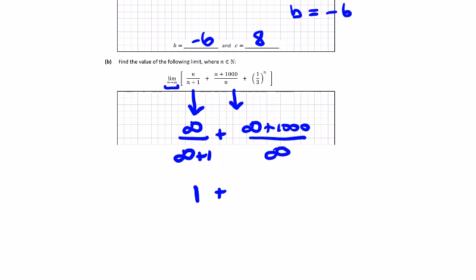So that's like a massive, massive number plus 1000 over the same massive, massive number. That's also going to have a limit of 1. And then the third one will be different. So that's going to be 1 to the power of infinity, which is just equal to 1 over 3 to the power of infinity, which is a massive number. So 1 over a massive number will tend to 0. So the answer to this one is 2.